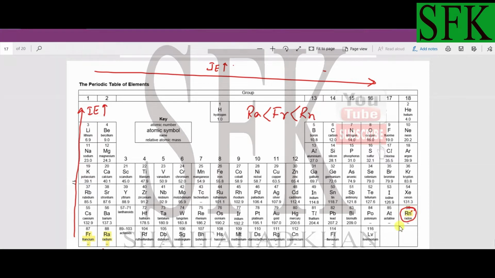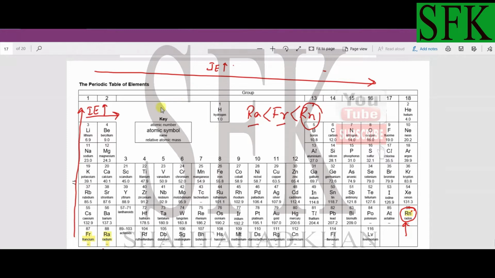Radon, as you guys know, is a noble gas, so it must have a very high ionization energy. Plus, it is above both of these elements in the group, and also it's on the right hand side. So radon must have the highest ionization energy, meaning it must have the most endothermic ionization energy. Now, what about francium and radium? Well, if you look at the trend going across the period, ionization energy decreases. So radium must have a lower ionization energy as compared to francium. So francium has a greater ionization energy as compared to radium.